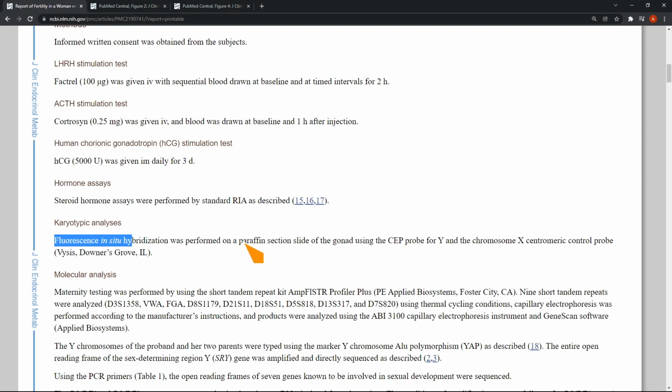Yeah, in situ. It was performed on a paraffin slide of the gonad. So they took cells from the ovaries and used this specific probe, the probe for the Y, and the chromosome X had a different probe. Pretty typical, but this is just how they determined what the cell makeup was chromosomally.